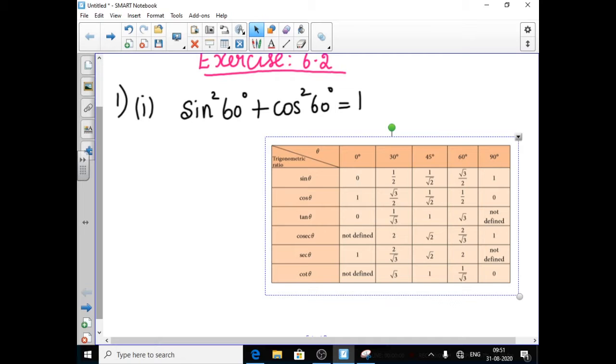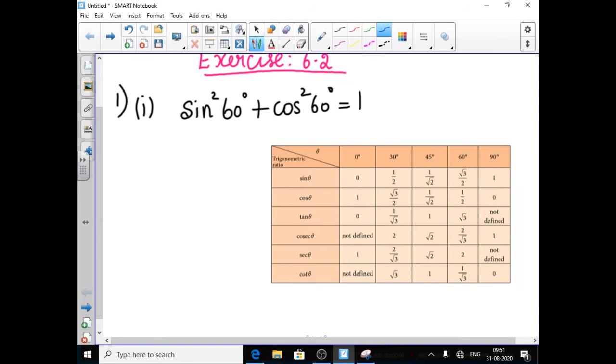So sin square 60 degree, that means here sin 60 degree. Here this is the sin 60 degree value. Okay, that is root 3 by 2. Okay, sin 60 degree is equal to root 3 by 2. Then cos 60 degree. So this is the cos 60 degree value. This is cos 60 degree value, that is 1 by 2.